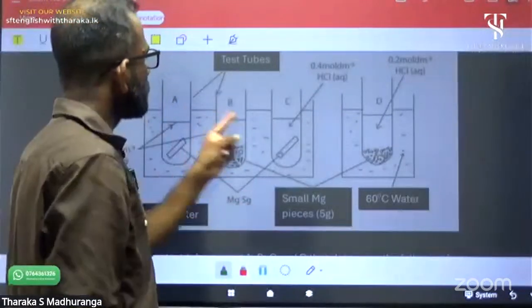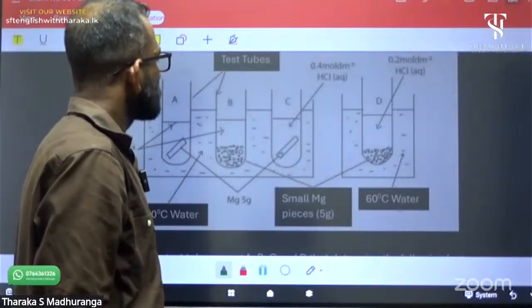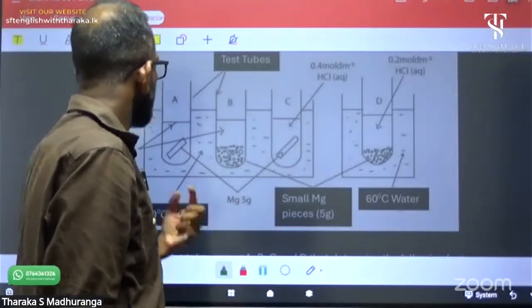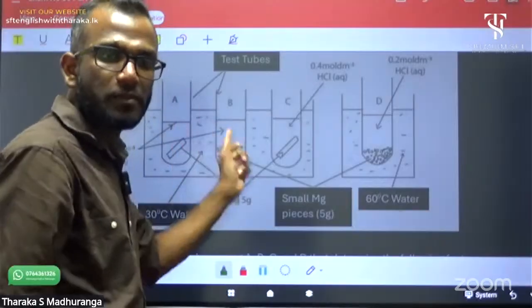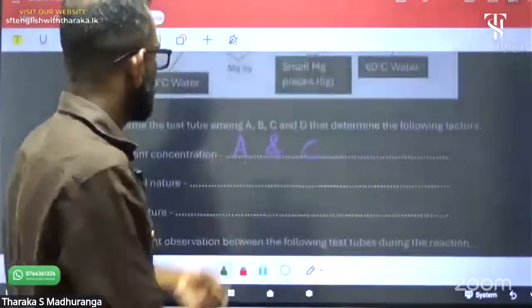Temperature same, so it must be one of A, B, C. But physical state changes and concentration is the same: A and B. Yes. A and B.